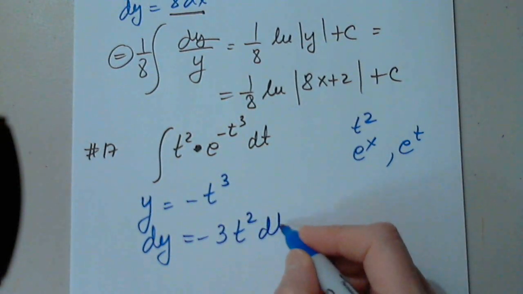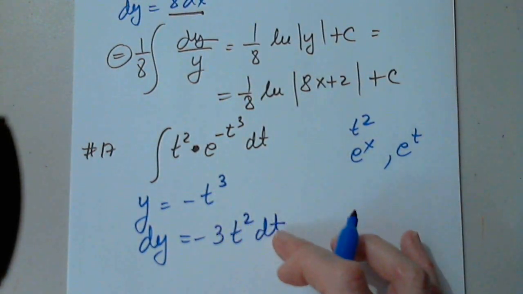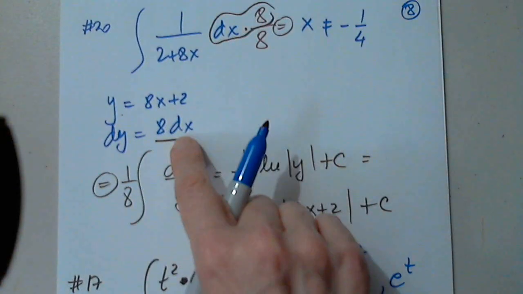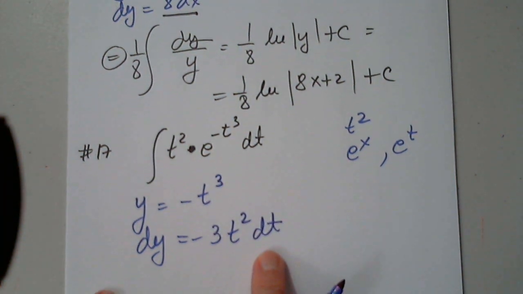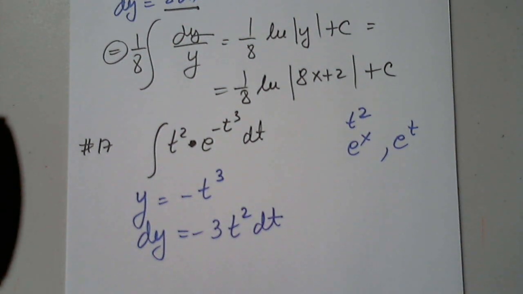Times dt because we are talking about t this time. Before it was dx because we were talking about x. When we talk about t, we have to use dt. Okay, so here's another little tweaking.